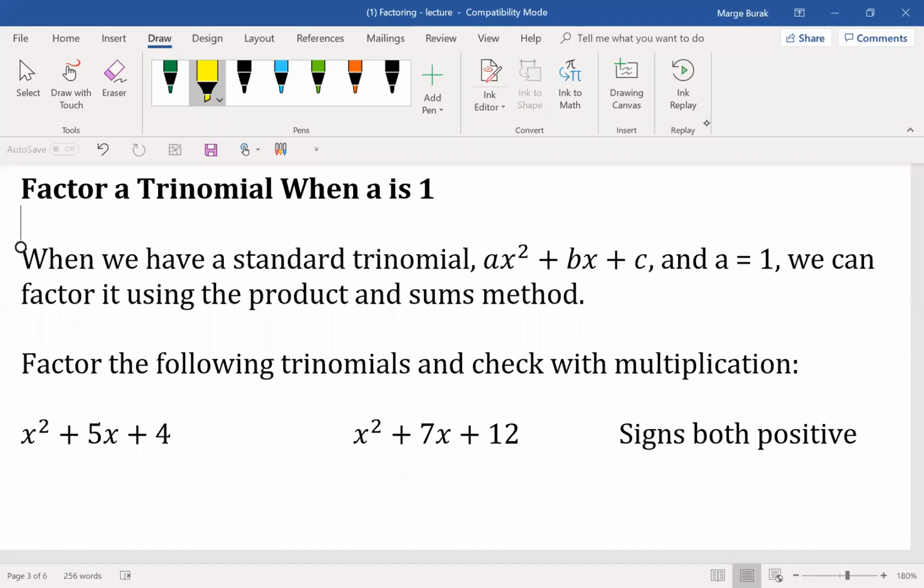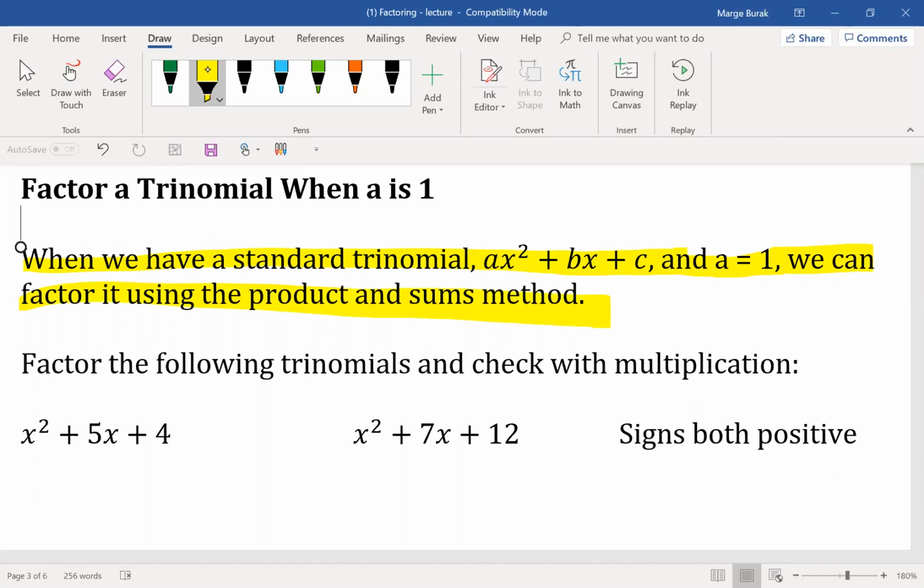Well, here we go. Factoring a trinomial when a is 1. Okay, now we have standard trinomial form, which would be ax squared plus bx plus c. So a is the coefficient of x squared, and when a is 1, we can factor it using what we call the product and sums method. It's actually kind of fun.